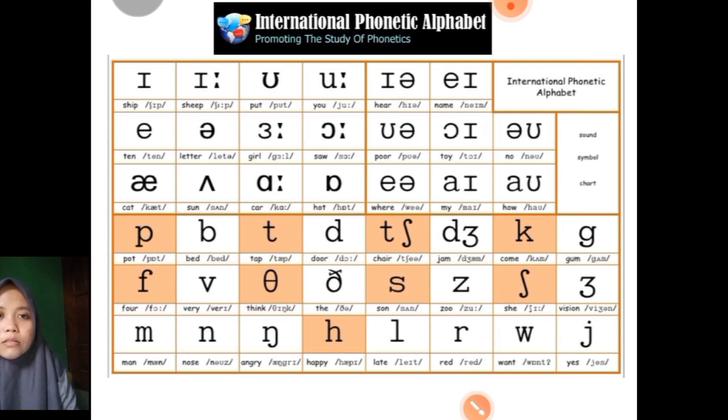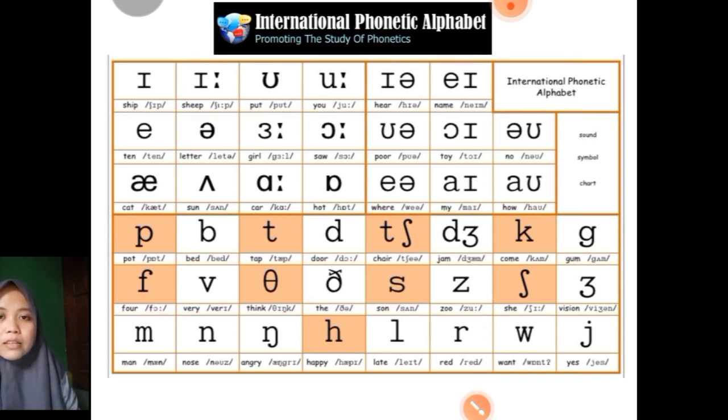And then the next diphthong, and the word is where. And then the next diphthong, and the word is my. And then the last diphthong, and the word is how.